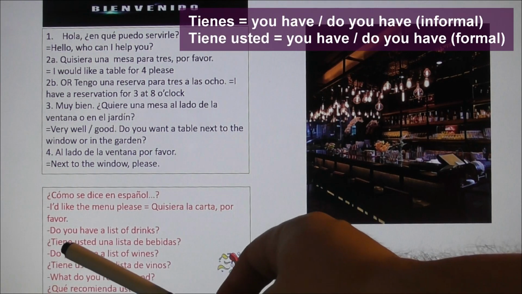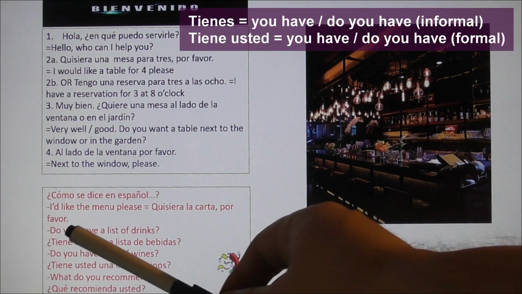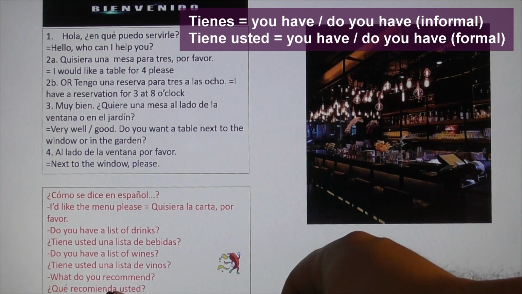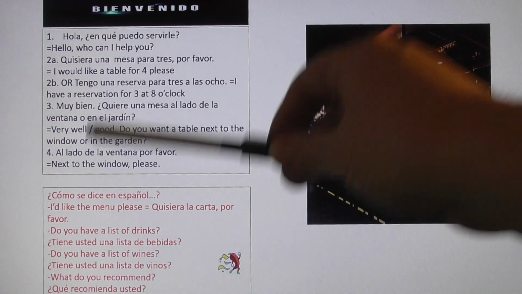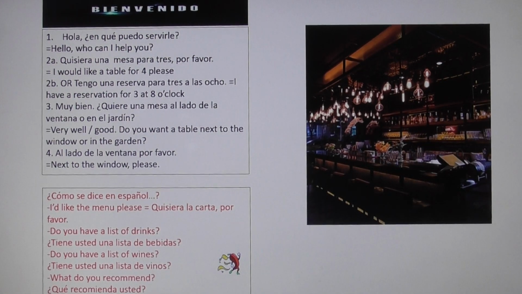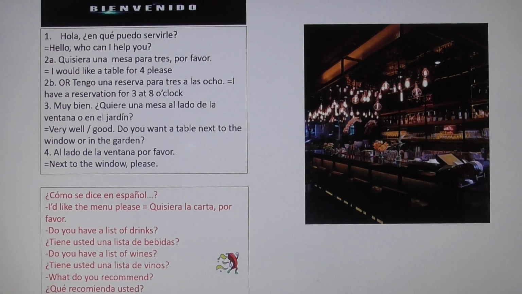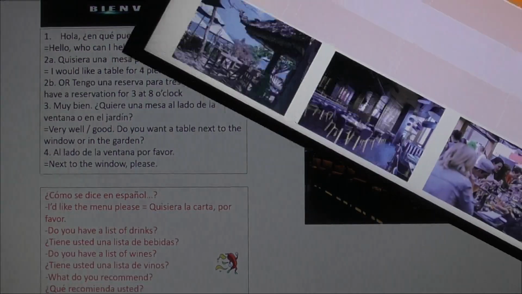Usually you would say tienes for you have or do you have, recomiendas for recommend or you recommend, but because we're using the usted form, we're going to drop the S, and that shows that we're being well-mannered and polite. Okay, check your answers and then we'll move on.